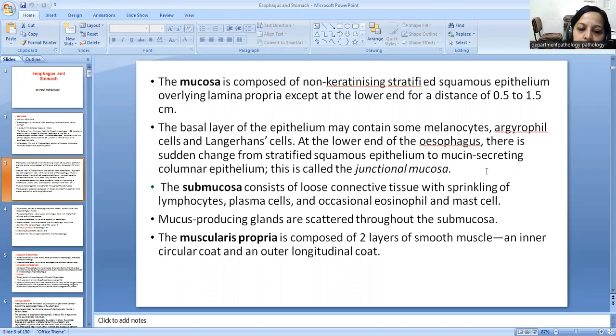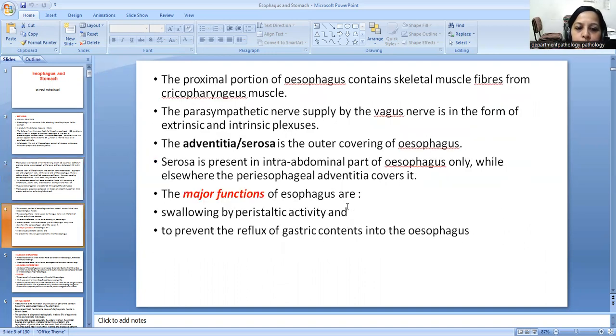The submucosa consists of loose connective tissue with a sprinkling of lymphocytes, plasma cells, and occasionally eosinophils and mast cells. Mucus-producing glands are also scattered throughout the submucosa. Now, the muscularis propria is composed of two layers of smooth muscle, an inner circular coat and an outer longitudinal coat. The proximal portion of the esophagus contains skeletal muscle fibers from the cricopharyngeus muscle.